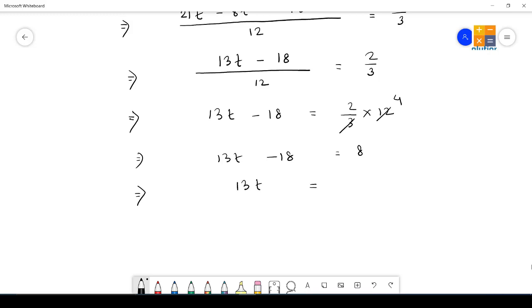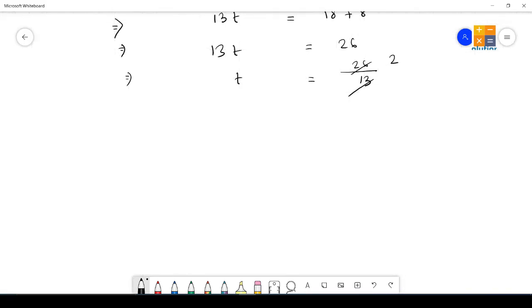13t is equal to 18 plus 8. 18 plus 8 gives us the result 26. So 13t is equal to 26. So after this, dividing both sides by 13, I get the result 26 by 13. So the result comes as 2. So I get the value of t here as 2. So I can put here in the next step, t is equal to 2.